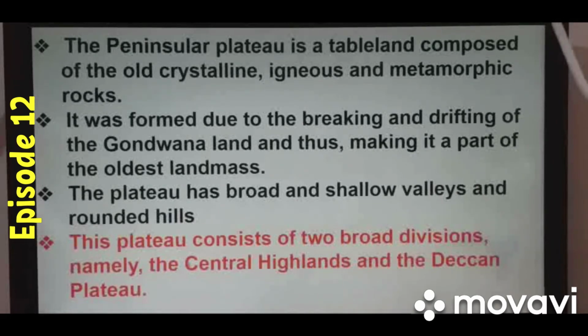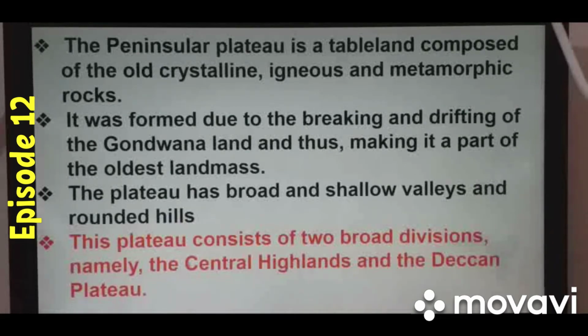At the top, such landforms don't have conical shapes. Either they are flat surfaces at the top or maybe rounded hills. Such elevated flat surfaces are known as plateaus.